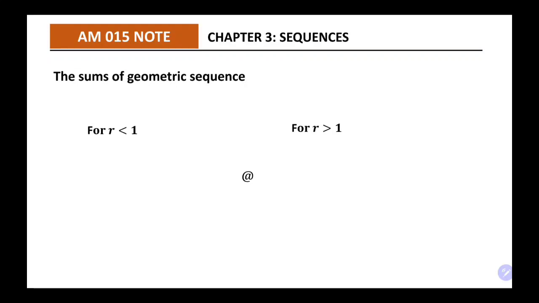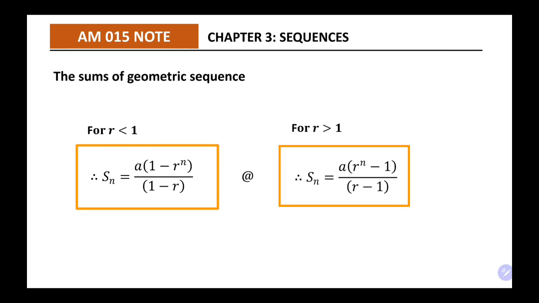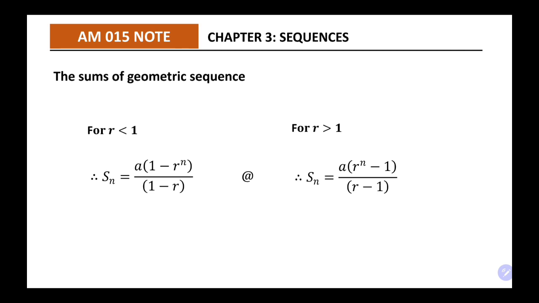Now we go to the sum of a geometric sequence. For the sum, we have two formulas. The first one is for r less than 1: Sn equals a times 1 minus r power of n, divided by 1 minus r. Or if r is greater than 1, we can use Sn equals a times r power of n minus 1, divided by r minus 1. Actually, we can use both formulas for any type of r.